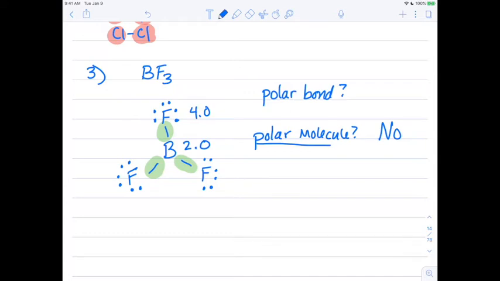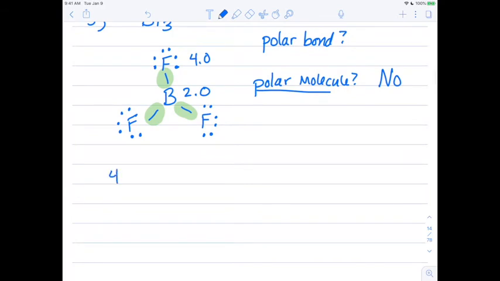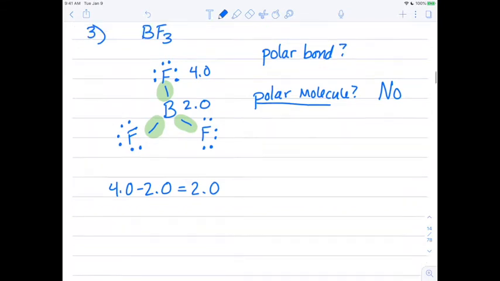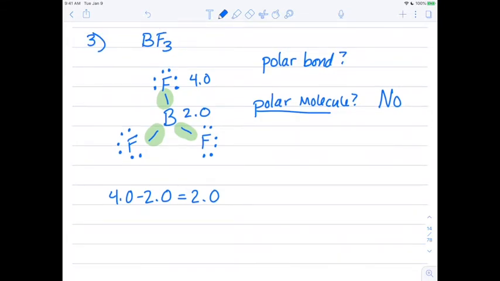So I'm seeing no's and yeses. So it looks like yeses are becoming more popular. So this is considered a polar bond. It's actually on the verge of becoming ionic. It's so polar. So 4.0 minus 2.0 gives us a 2.0. So I would go ahead and characterize this as a polar bond.